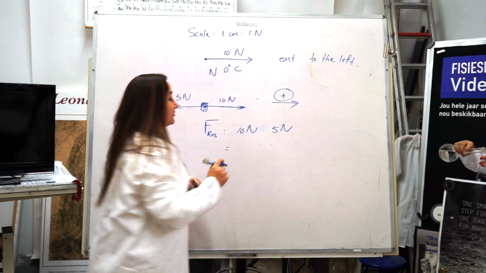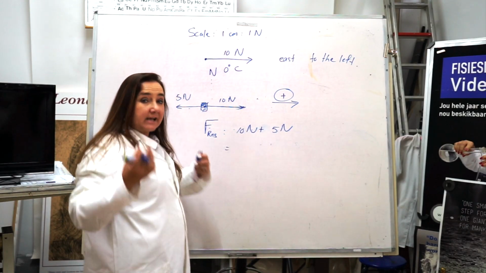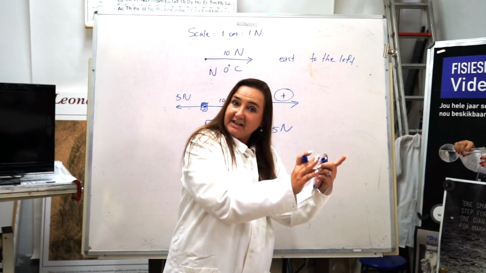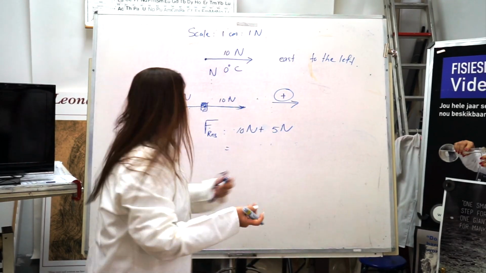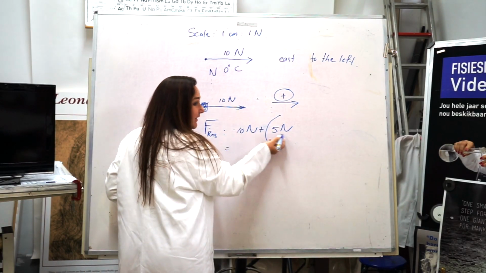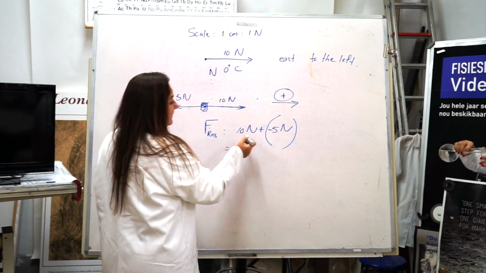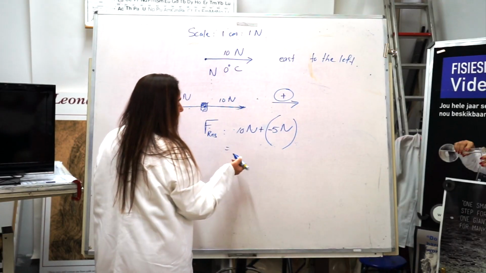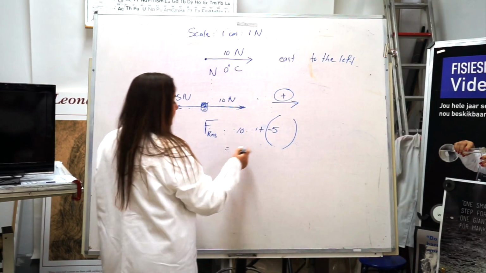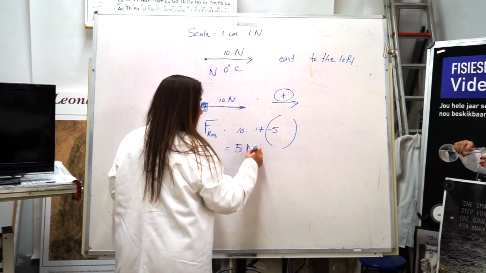Sorry, let's correct. I actually say it's 10 Newton plus 5, because a resultant force is always the sum of all the forces working together. And the sum is of course plus. So I'm going to say plus, but I have to show that this vector is in the opposite direction. So actually I'm going to say 10 plus minus 5. I don't have to use the units in here yet. And what would that be? So my net force or my resultant force will be 5 Newton.